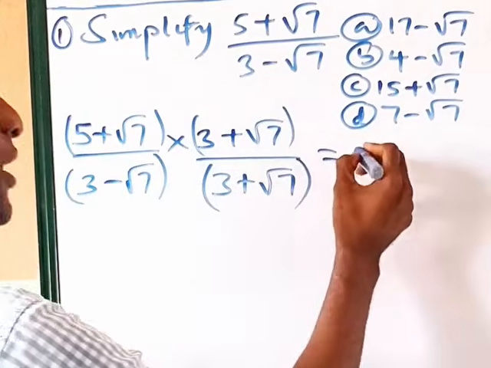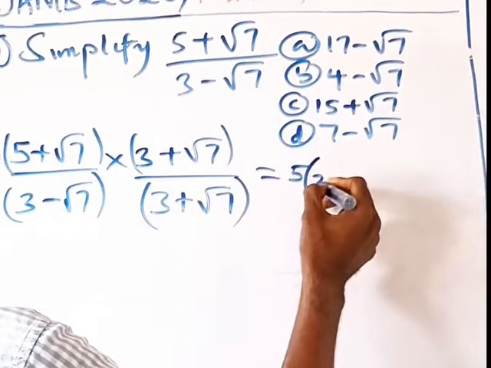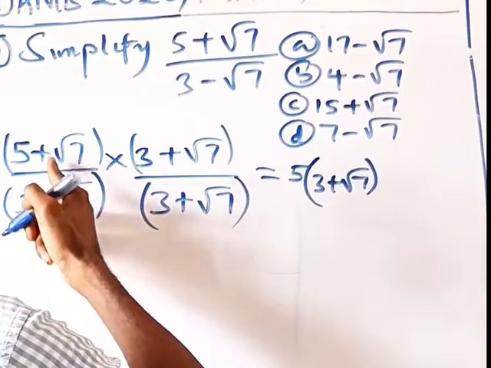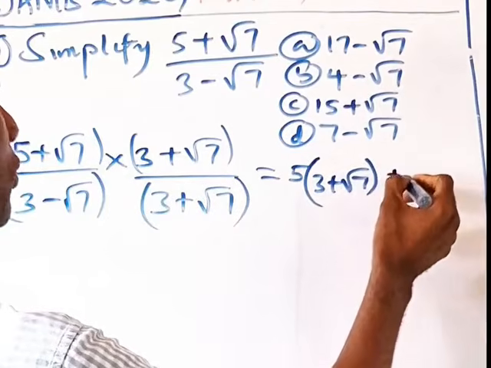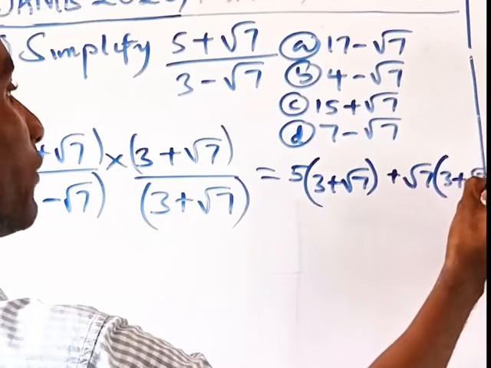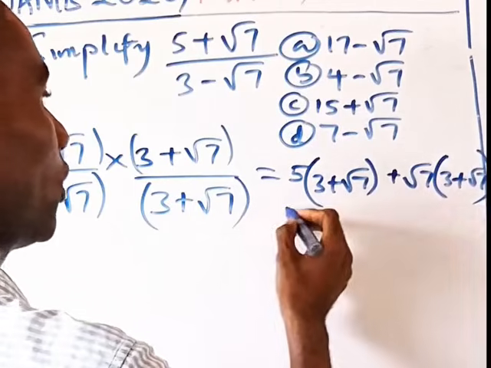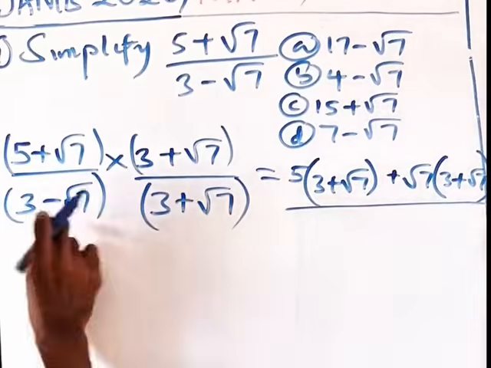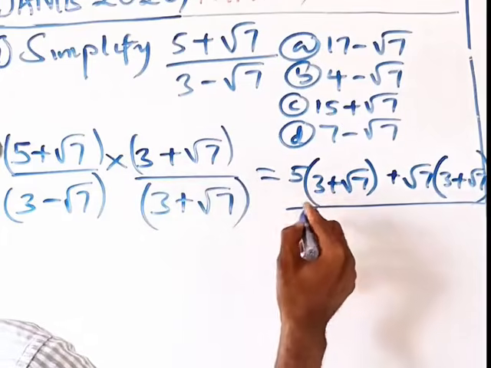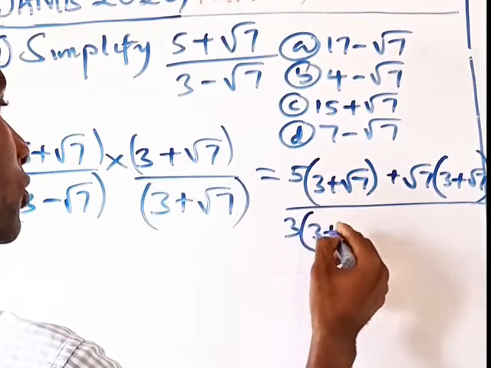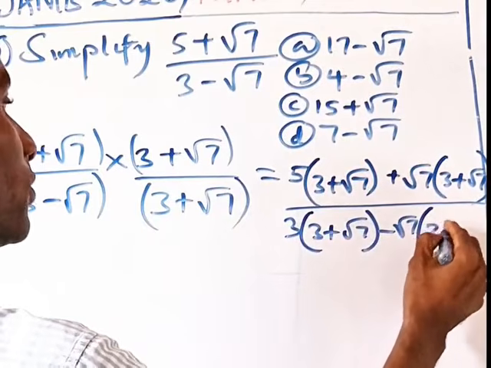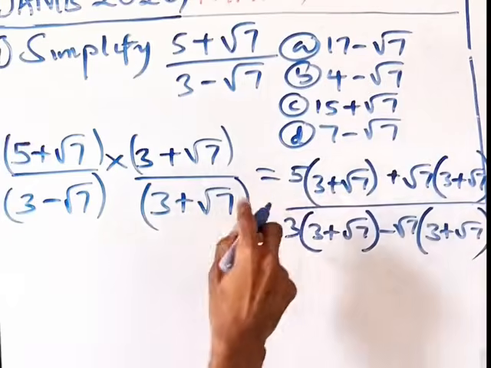So the first thing you do, 5 into bracket 3 plus root 7, all right? Then plus root 7 into 3 plus root 7, all over. You do the same. We multiply both, minus root 7 multiplies both. That's 3 into bracket 3 plus root 7, then minus root 7 into bracket 3 plus root 7. So we open this bracket.